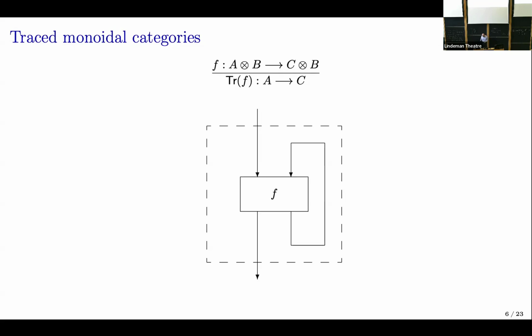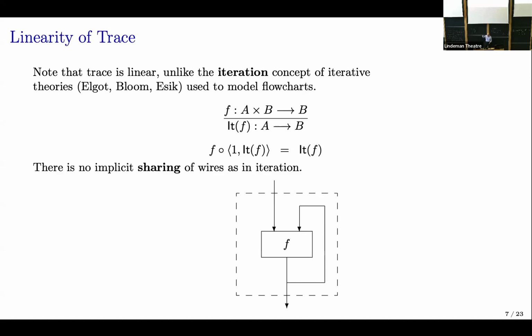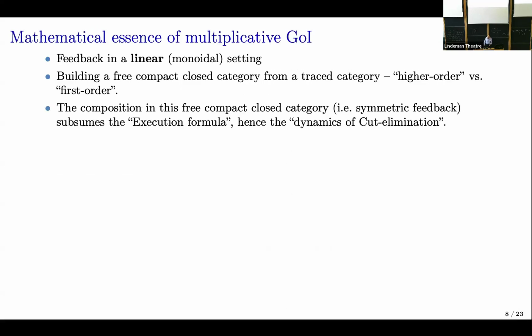It's very much like the trace used in the tensor calculus in physics, where you kill a lower index and an upper index. And this is an important difference from similar looking notions that have been around in the computer science literature. For example, the iterative algebraic theories of Elgot, Bloom, and Ésik, which axiomatized flowchart iteration and which implicitly had copying in them. So you see you're splitting the output in this iteration, using some of it to go to the output and some of it feeding back into the flowchart. That's not a linear operation, but the trace is.